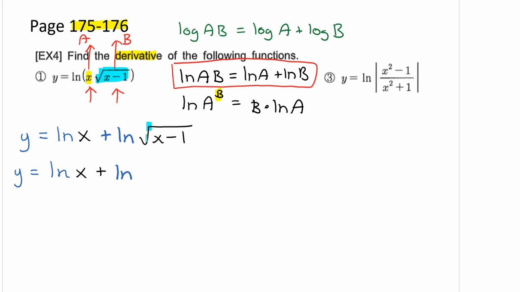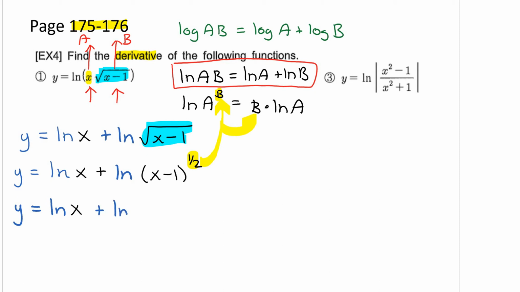Now if I take a look at this root x minus 1, I can write that as x minus 1 to the power of 1/2. You'll notice that there's a 1/2 here. This 1/2 acts like that b, and that b can just be kicked to the front. So my next line would be y equals ln of x plus this 1/2 now comes to the front, so it would be 1/2 ln of x minus 1. I just kick that to the front there.